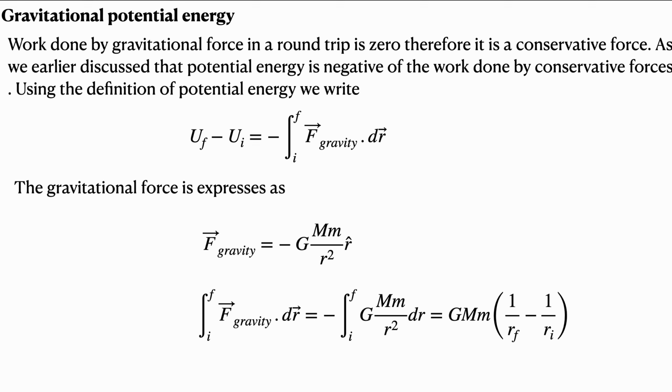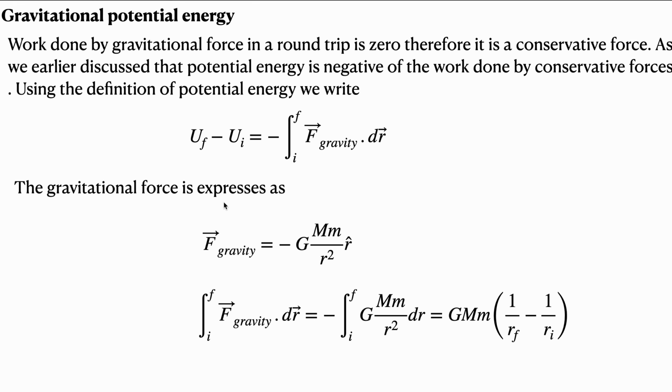Now let's discuss gravitational potential energy. Earlier we defined the potential energy as the negative of the work done by a conservative force. The work done by gravitational force in a round trip is 0, so we already concluded that the gravitational force is a conservative force. So we can define the gravitational potential energy as the negative of the work done by the conservative gravitational force, and we can write Uf minus Ui equals minus the integral from i to f of vector F gravity dot displacement dr.